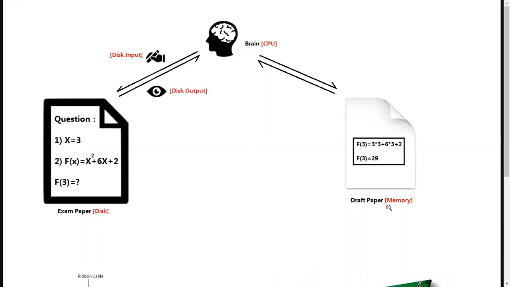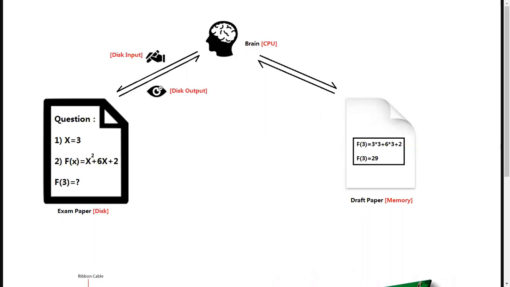First, the brain starts reading the question with his eyes. This reading action is called disk output. After getting the question, the brain will move to the draft paper to find a blank area for the test calculation. This action is called memory allocation. When the result comes up, the brain will ask his hand to write the result back to the exam paper. This action is called disk input.